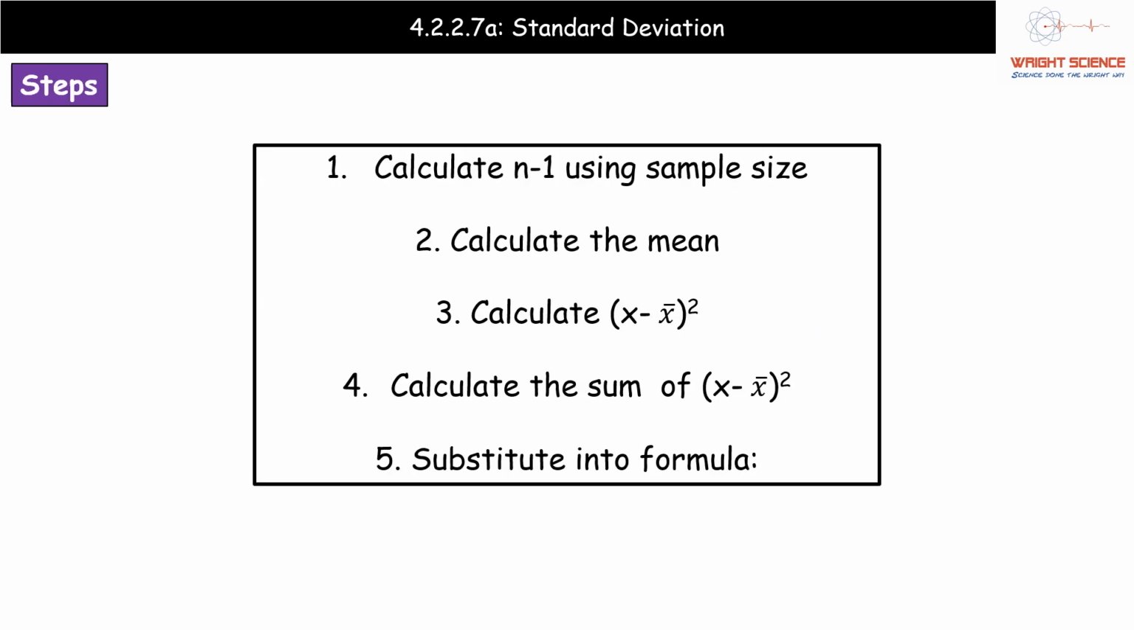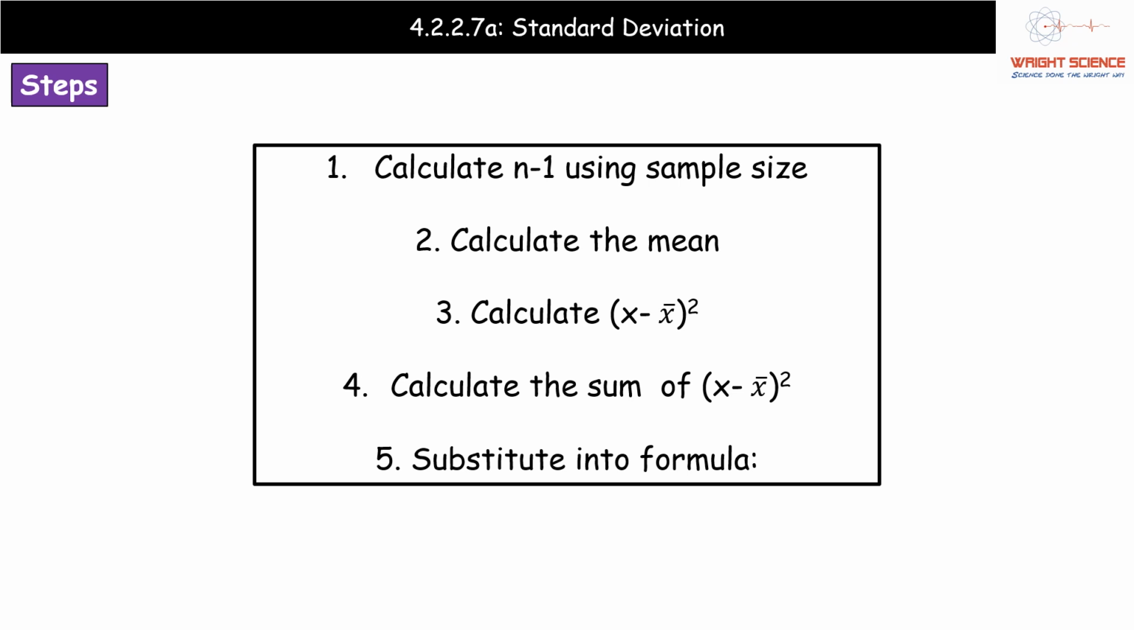So if you're asked to calculate standard deviation, what do we do? Well, there's 5 simple steps in all honesty. The first one, you just need to calculate your n minus 1 using the sample size. So you count up the sample size, take 1 away from it, and that is your n minus 1 value.